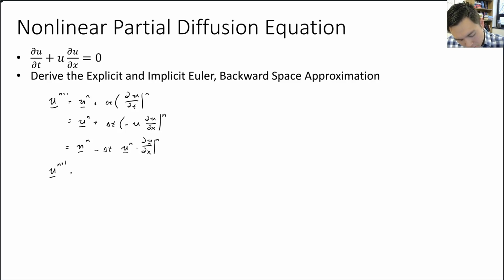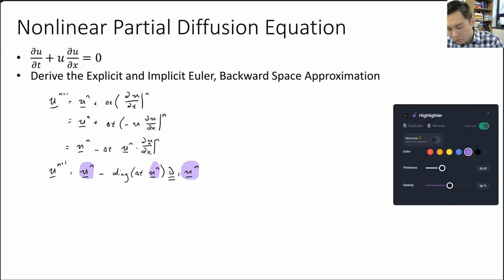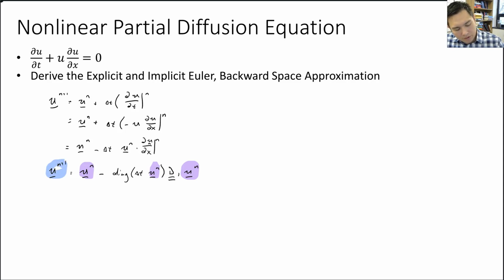U^(n+1) is equal to u^n minus the diagonal of delta t times u^n times our D1 matrix, whether that be a backward approximation or a centered approximation, probably a backward approximation, times our u^n vector. Now, this is an example of a nonlinear PDE that we could actually just plug in, because if we consider the terms that are known, everything at our end state we would say is known. Everything that's unknown is our n plus 1 state, and we have that only on one side.